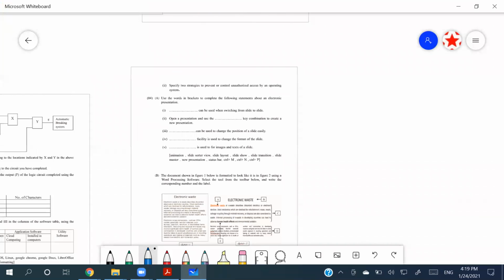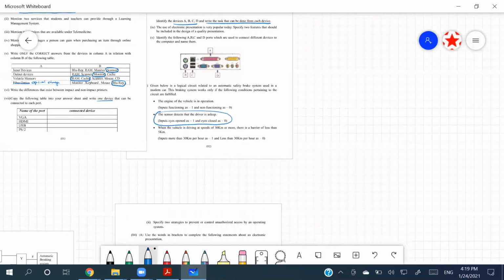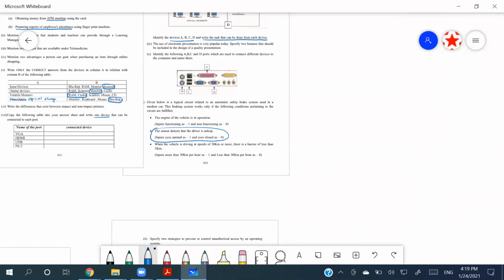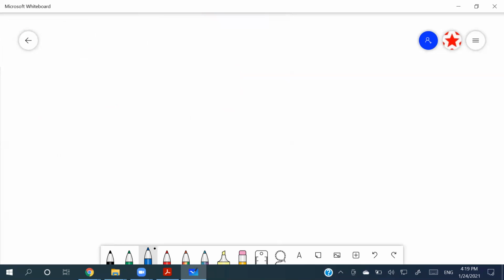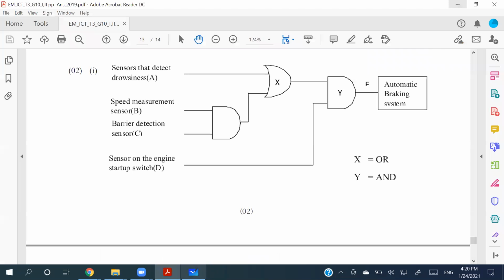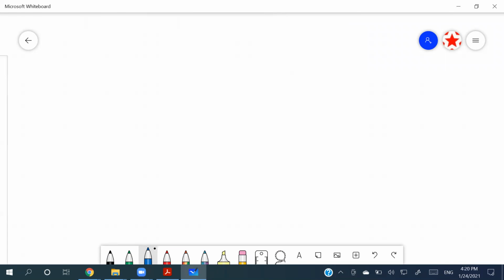Yeah, let me check. Oh, yes, there is going to be a problem. The sensor detects that the driver is asleep. Eyes closed, it's 0. Eyes closed, it is 0. Yes. Yeah, Saran, what you are saying is correct.